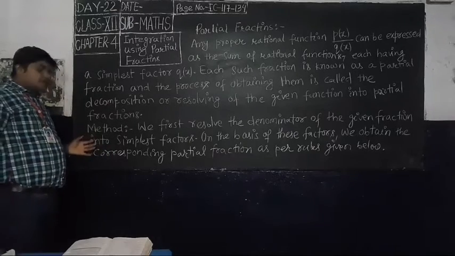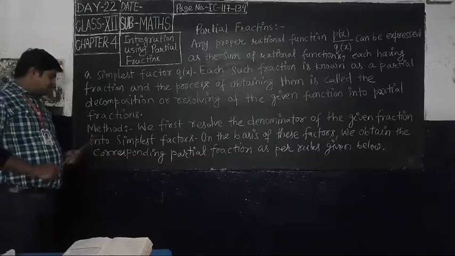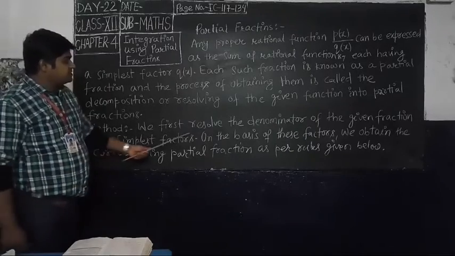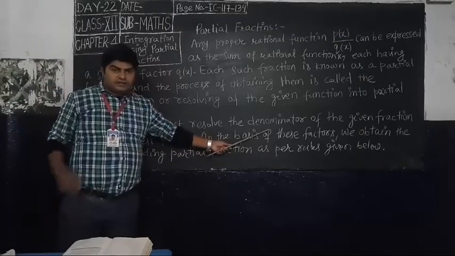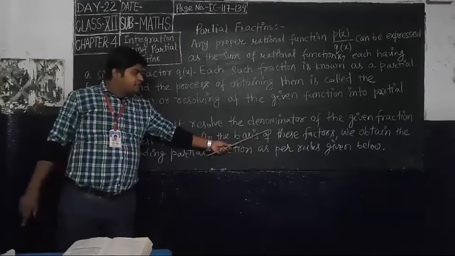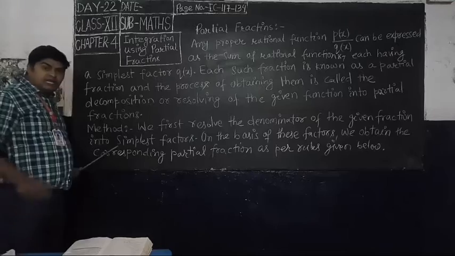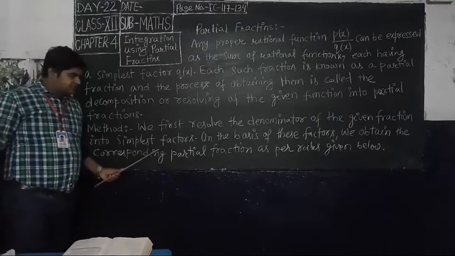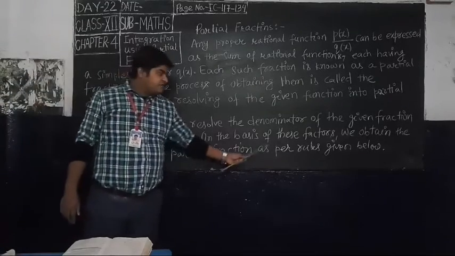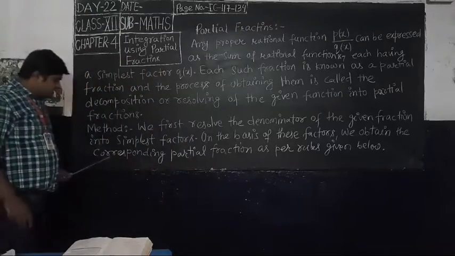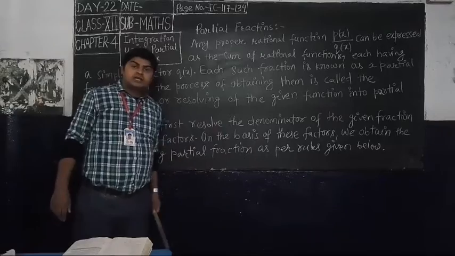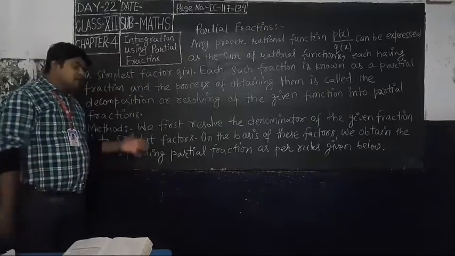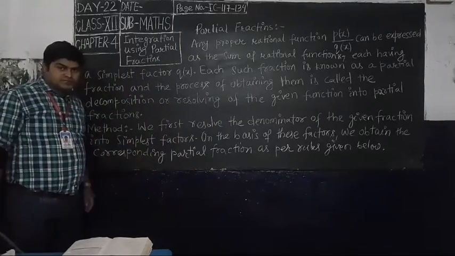Now this is the method of how to solve such fractions. We first resolve the denominator. You have to factorize the denominator of the given function into its simplest factors. On the basis of these factors we obtain the corresponding partial fractions as per the rules given below. Let us see what the rules are.